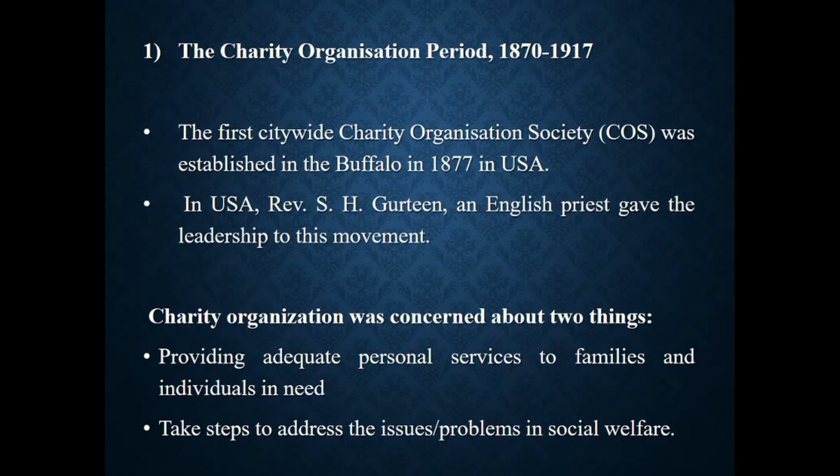So first we can discuss the first phase, the charity organization period from 1870 to 1917. Actually, this era is the beginning of social welfare in the USA. The first citywide charity organization society was established in Buffalo in 1877 in the USA. It's very important.